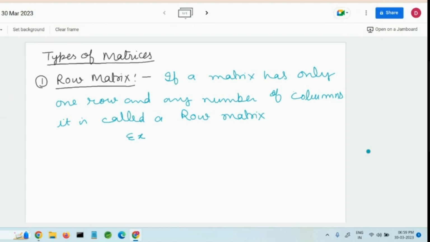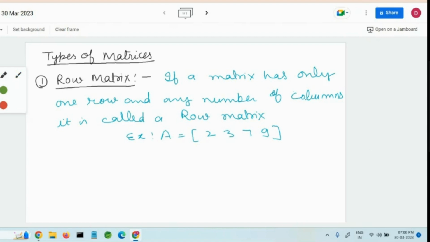Example of a row matrix is A equal to 2, 3, 7, 9. If a matrix A has only one row and any number of columns, it is called a row matrix. So here there is only one row and four columns, and the order of this matrix is 1 by 4.